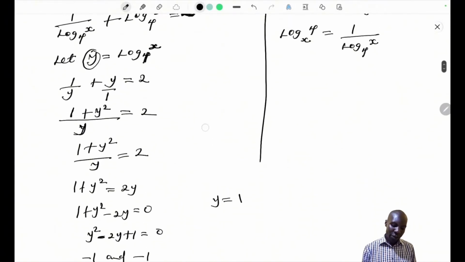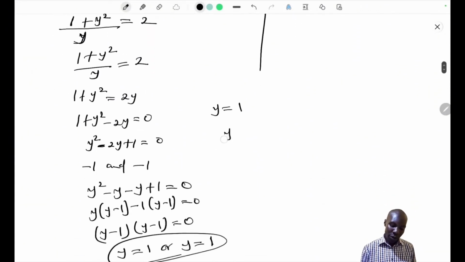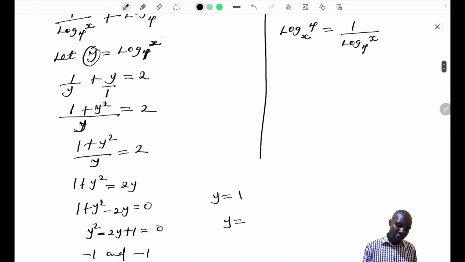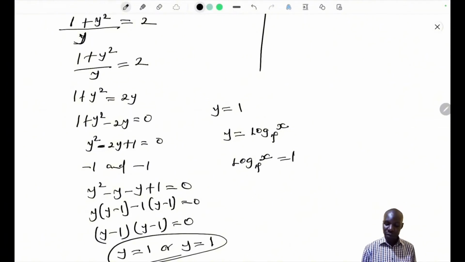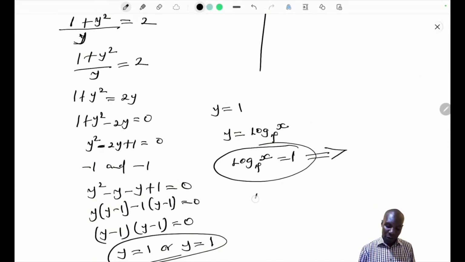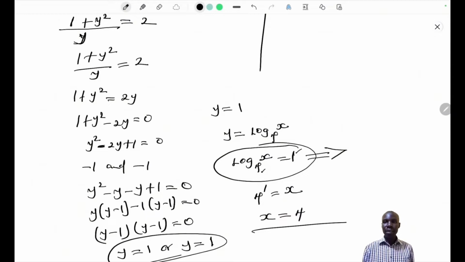But what was our y? We said y was equivalent to log of x to base 4. So we can say log of x to base 4 is equal to 1. So what is x? This is logarithmic notation. If you want to convert it into index notation, you'll say 4 to power 1 is equal to x. So x is equal to 4. That is the answer for that.